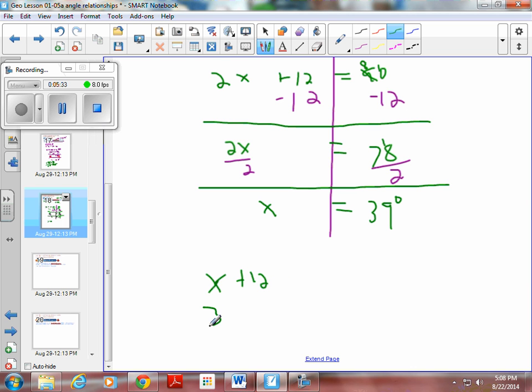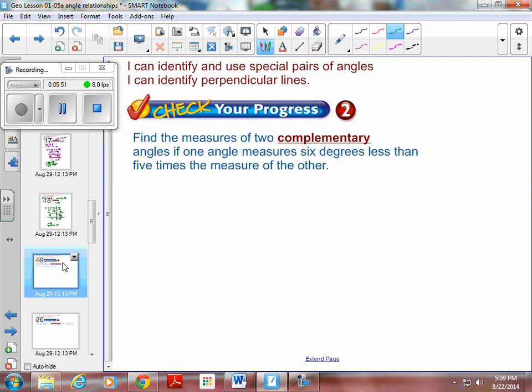So that's going to be 39 plus 12. And 39 plus 12: 9 plus 2 is 11, carry the 1, 3, 4, 5. So we end up with 51, and 39, and if you add those together, you should get 90. Okay, so try one on your own. Push pause, come back, check your work when you're done, and let's see how you did.